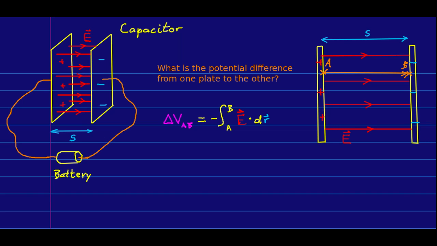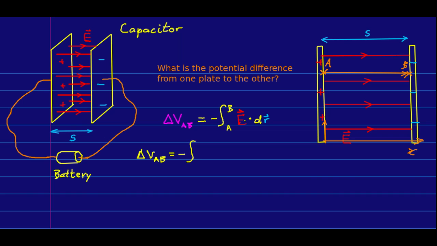In particular, it's parallel to the field. Furthermore, I'm going to define axes. I am going to put my origin on the positive plate with my x-axis pointing from the positive plate to the negative plate.